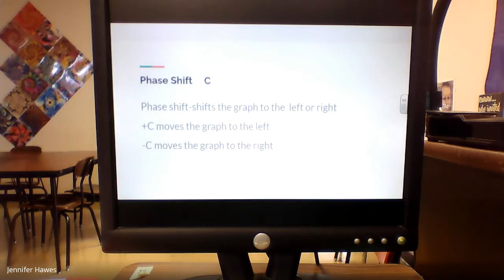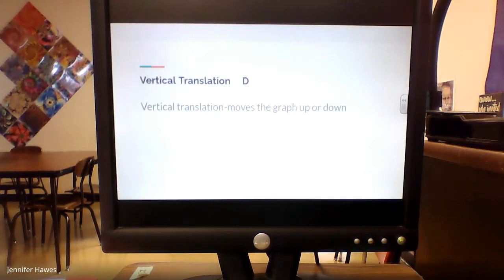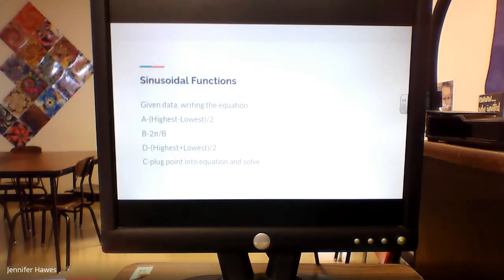C is a phase shift. That's just shifting it left or right. If you do the phase shift on sine, you would end up with cosine. Remember, it's kind of the opposite of what you think. D is a vertical translation. It just physically picks it up, moves it up or down, and it's exactly what you think. Okay, and I don't need that right there.